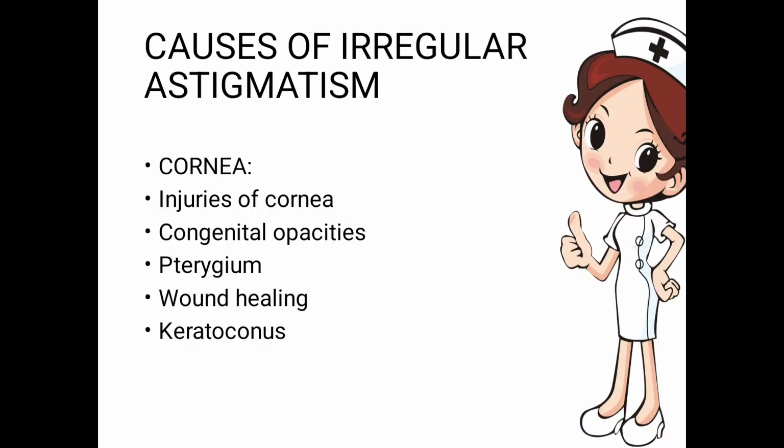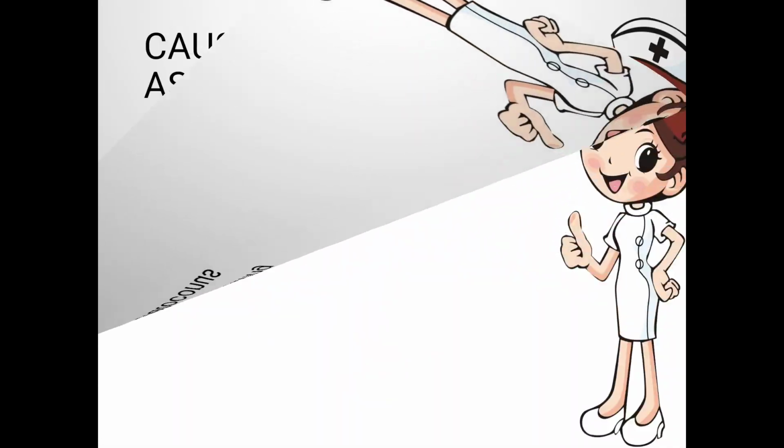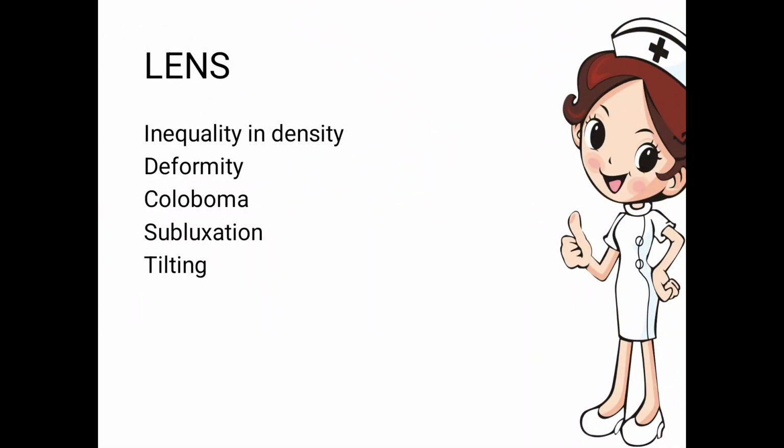Next one, wound healing. While healing of a wound, for example when the person has SICS, small incision cataract surgery, the incision is given to the patient, which gives rise to astigmatism also. Due to the wound healing, there is astigmatism. And after foreign body removal, after wound healing, it may cause astigmatism. Next one is keratoconus. It is a kind of corneal disease in which the cornea becomes bulgy and steeper than normal. There is thinning of the cornea, but it becomes bulgy.